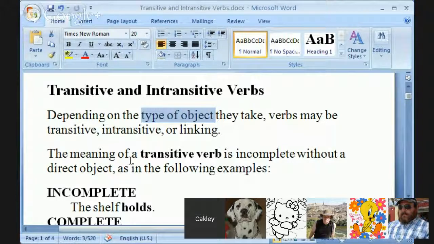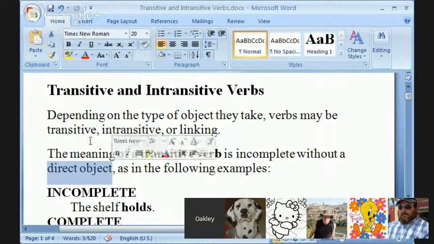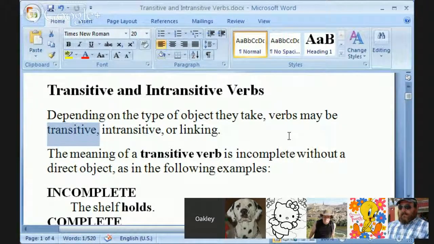A transitive verb is incomplete without a direct object, which is to say, transitive verbs take an object noun. A verb can be stative or dynamic. A dynamic or an action verb will, of course, be transitive because it needs an object. The boy kicked the dog. The dog is a noun. It's the direct object. It's the object noun.